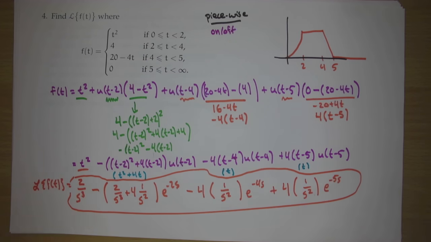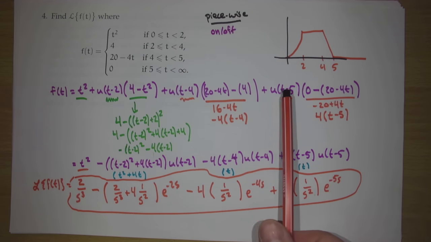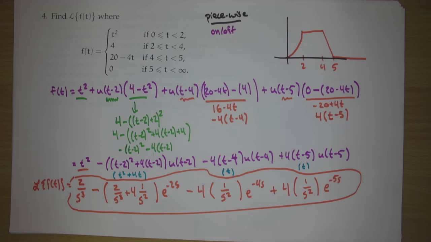That's the answer. So if you see a piecewise function, you say, okay, figure out your on-off switches, rewrite as needed, and then once you've rewritten, take the transform and know how to apply the rule. So piecewise should not make us nervous.